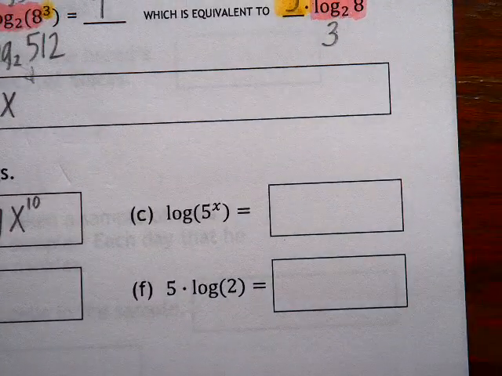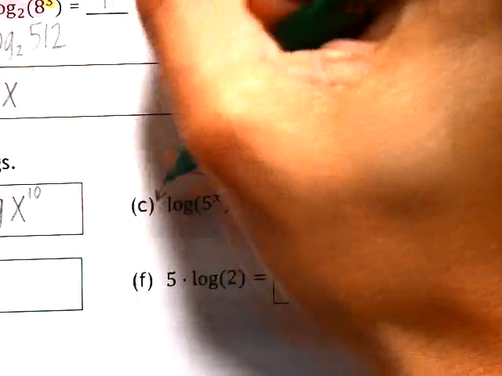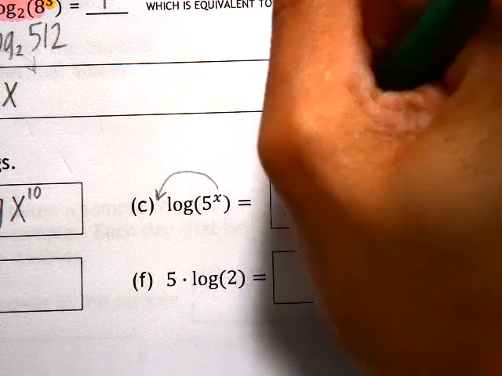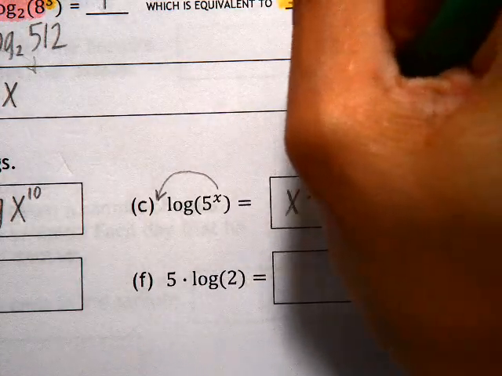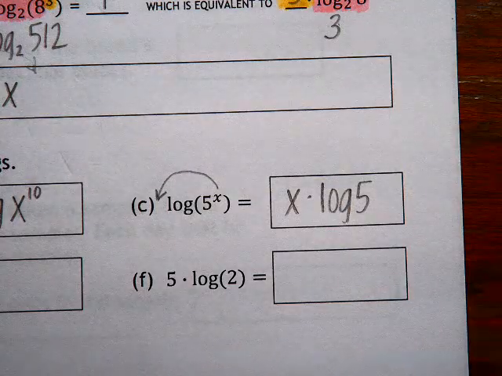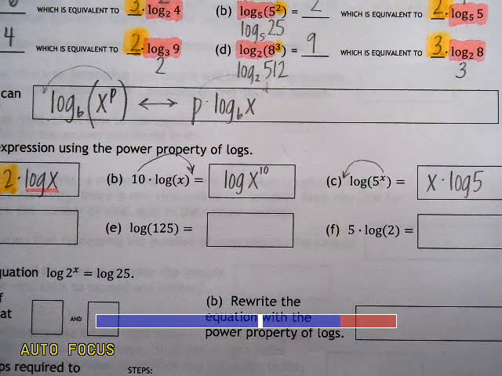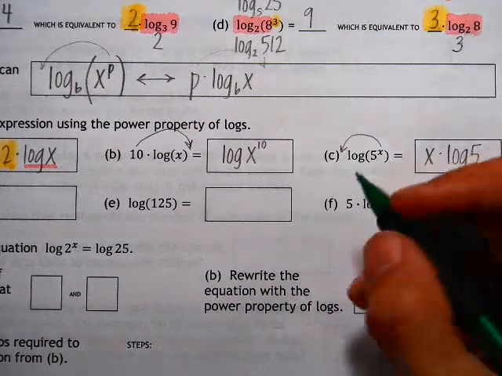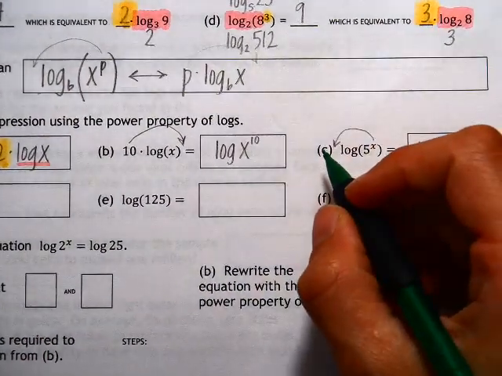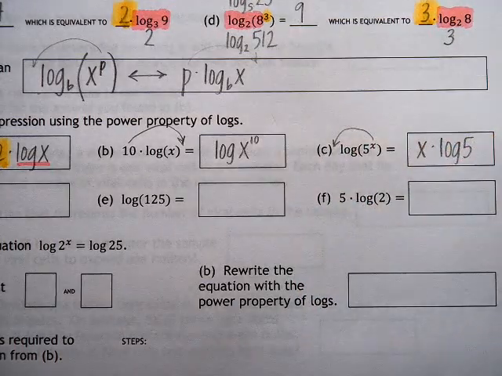So let's look at letter C. X is the power, so it can move down in front, and we can call it x times, copy the rest, log 5. So for any problem that you see here, it's just that movability that we're focused on. The idea that a power can move down to the front to multiply, or that a multiplication in the front can move up to become a power.